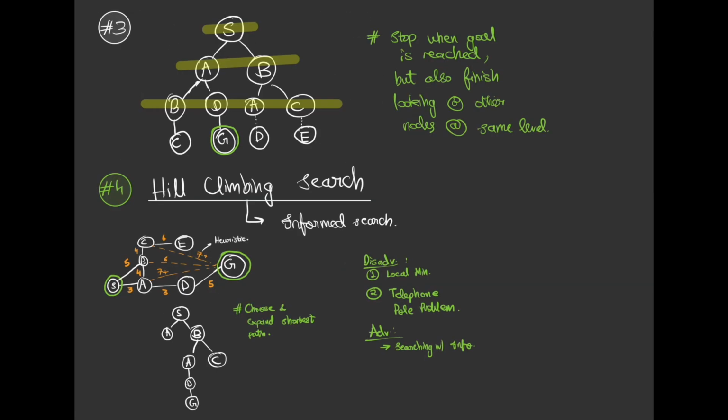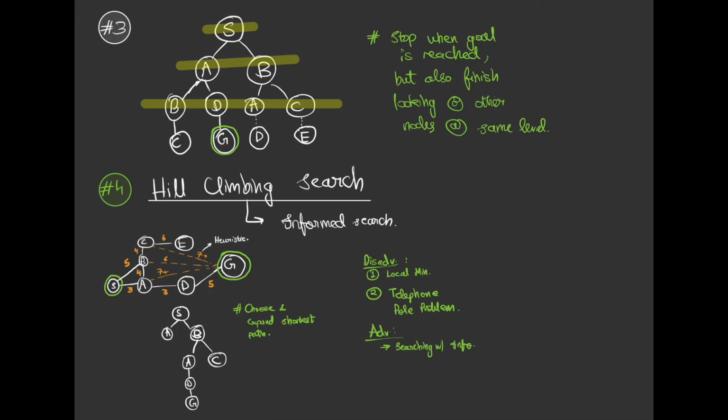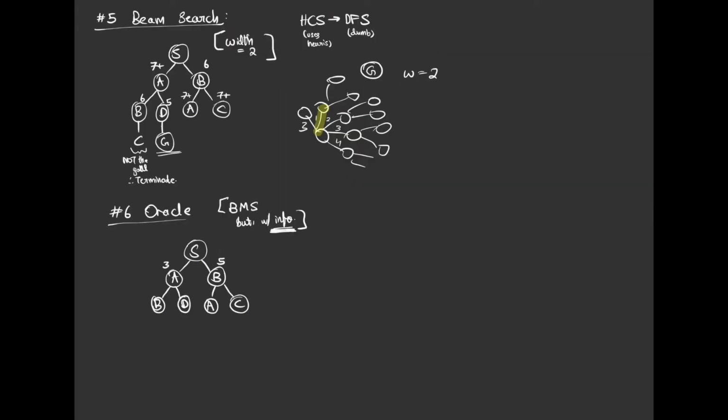So let's look at the distance traveled. From S to A we're traveling a distance of 3, S to B we're traveling a distance of 5. Let's write that down. Distance of 3, distance of 5. From A to B we're traveling 3 plus 4, which is 7. And from A to D we're traveling 3 plus 3, which is 6. Let me also write that down. So this is going to be 7 and this is going to be 6. And this should be 9, this should be 9 also.